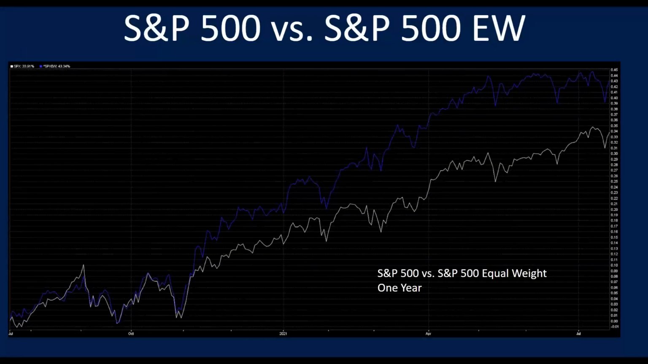So, S&P 500 versus the S&P 500 equal weight. Why do we look at two different ways to look at the performance of the same stocks? The reason is the classic S&P 500 is market cap weighted, and the S&P 500 equal weight gives all the stocks an equal weight.